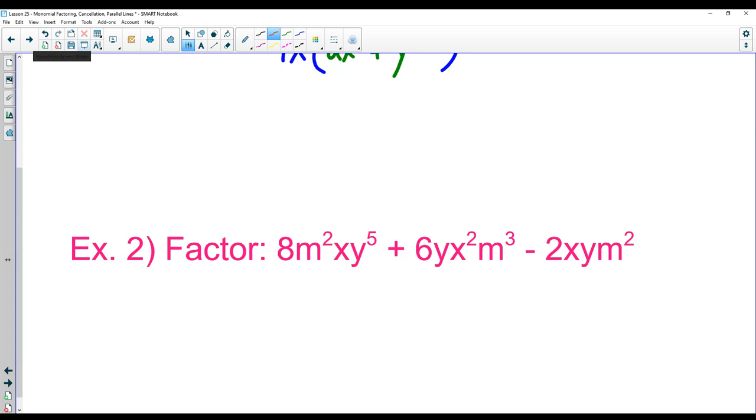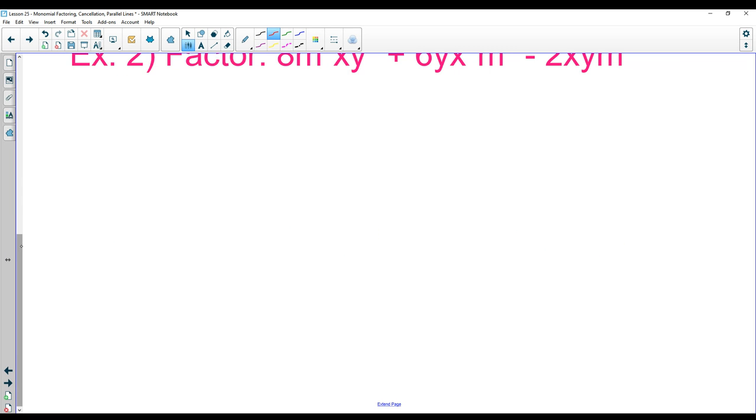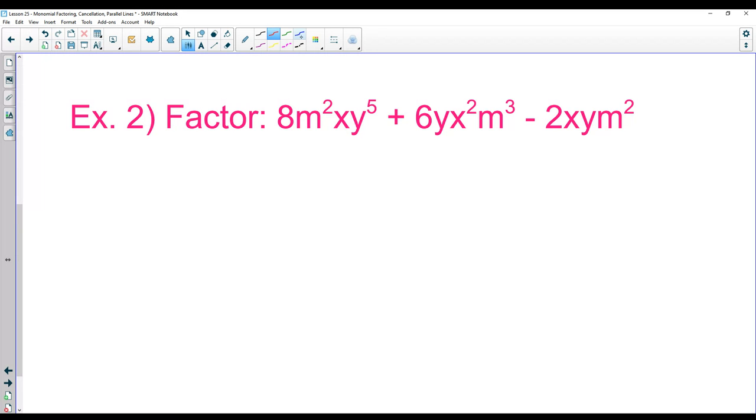All right, example 2. Here's another one, a little more complicated. First, we're going to look for the GCF, greatest common factor. Okay, so first we're going to look at numbers, 8, 6, and 2. What's the biggest number that goes into 8, 6, and 2? So that would be 2.